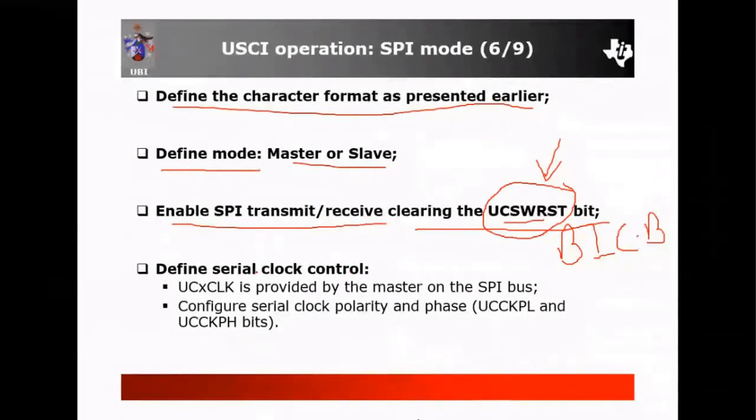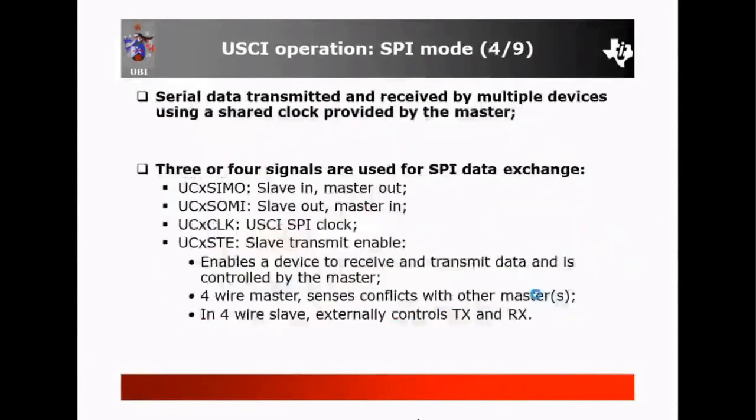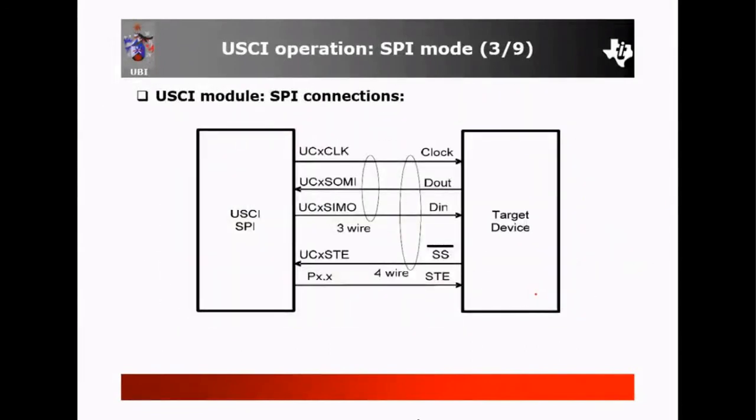Now you have to define the clocks. Define the serial clock control. How can you define the clock? The UCxCLK is provided by the master on the SPI bus. In the previous slides, you can see that this UCxCLK is there. This clock is provided to the target device, and it is generated by the USCI.